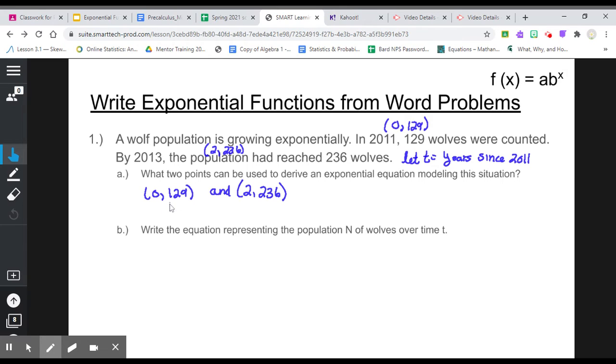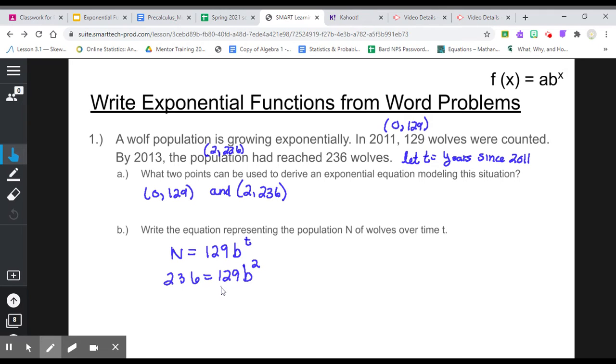In our case, we were given the initial value, so that makes our job a little easier. I could say N, and I'm using N in place of f of x because we were told to. This is the number of wolves over time. So N is equal to 129, that's our initial value, times B raised to the t power. Our goal right now is to find B, and we can find B by substituting the coordinates from our other point. So 236 is equal to 129 times B raised to the second power.